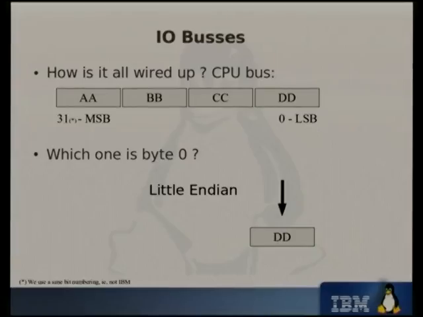The interesting question is, which of those bytes is supposed to be byte 0? Which of those 4 bytes is supposed to land at the smallest address in memory? On big endian, it's going to be the top one. On little endian, it's going to be the bottom one, the LSB. This is really the important thing to remember.